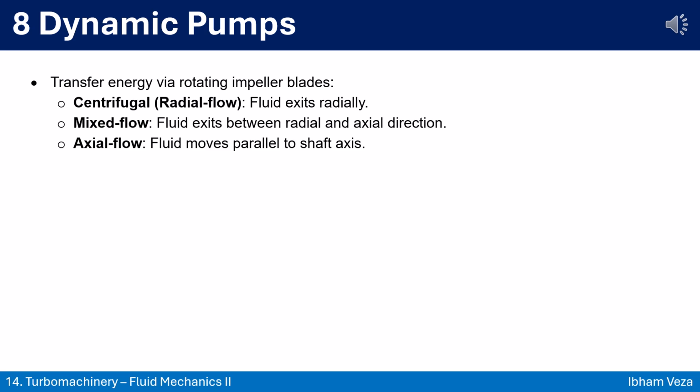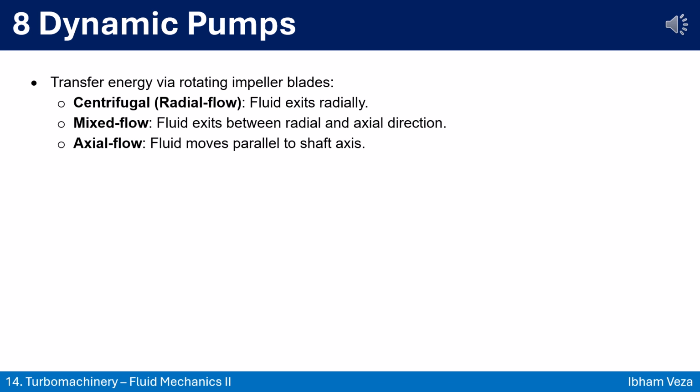8. Dynamic pumps. Dynamic pumps transfer energy to the fluid using rotating impeller blades. This is not just a mechanical rotation, it's an energy transformation. The impeller adds kinetic energy to the fluid, which later gets converted to pressure energy. The direction in which the fluid exits the impeller defines the pump type.